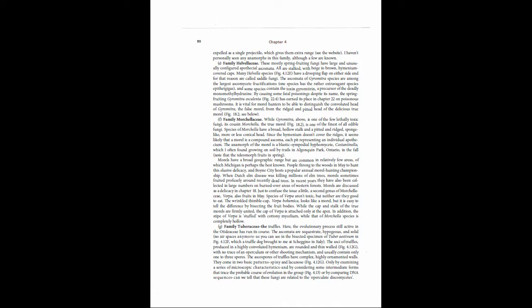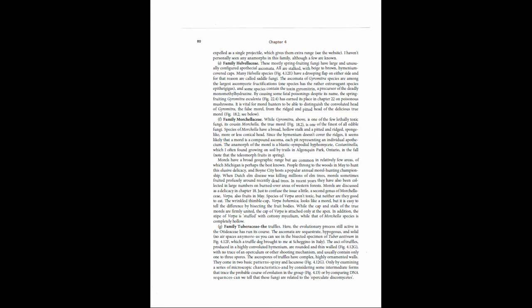G. Family Tuberaceae, the truffles. Here, the evolutionary process still active in the Pyronemataceae has run its course. The ascomata are sequestrate, hypogeous, and solid, no air spaces anymore, as you can see in the bisected specimen of Tuber aestivum in Fig 4.12f, which a truffle dog brought to me at Scheggino in Italy. The asci of truffles, produced in a highly convoluted hymenium, are rounded and thin-walled, Fig 4.12g, with no trace of an operculum or other shooting mechanism, and usually contain only 1 to 3 spores.